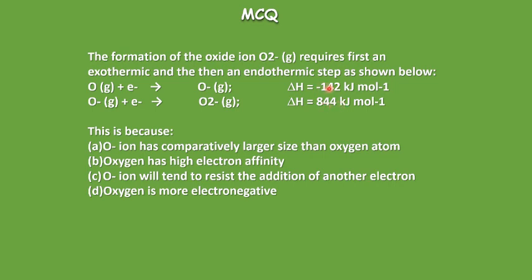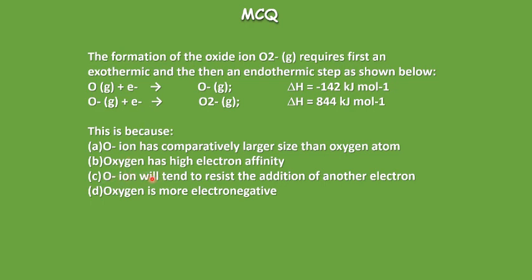So here, first negative is represented for the release of energy and positive is represented for the absorption of energy, in kilojoules per mole. Why it is so, we have to explain. O minus has a comparatively larger size than the oxygen atom, this is correct. Oxygen has high electron affinity because it has fewer electrons than the noble gas configuration. O minus ion will tend to resist the addition of another electron. So this is correct, because of the already existing negative charge on O minus, addition of one more electron is a bit difficult. Therefore, energy is required by the system.